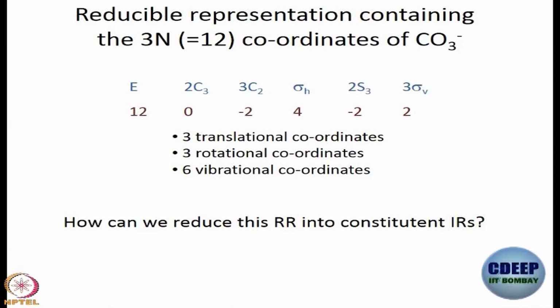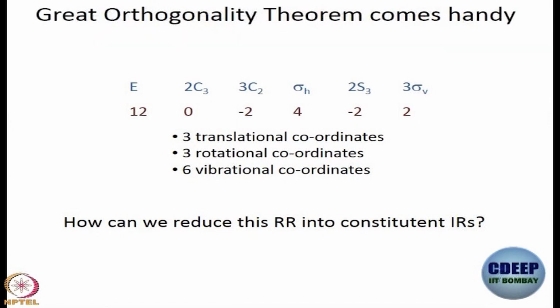To do that, we again invoke what we had written, the great orthogonality theorem. What was the great orthogonality theorem once again? Not the mathematical expression, but the philosophy. What did the great orthogonality theorem tell us? That these matrix elements of transformation matrices behave like members of a set of orthonormal vectors. They form an orthonormal set.